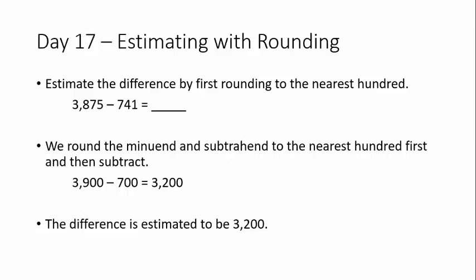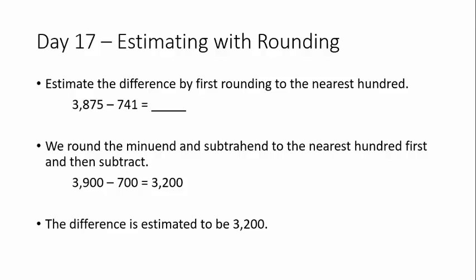Here we're going to combine operations. We'll be estimating with rounding. We want to estimate the difference by first rounding to the nearest 100. So we round the minuend and subtrahend to the nearest 100 first, and then subtract. In 3,875, 8 is in the hundreds place. To the right of 8, we see 7, which is greater than 5. We will round up. So 3,875 will be rounded to 3,900. This is rounded to the nearest 100.